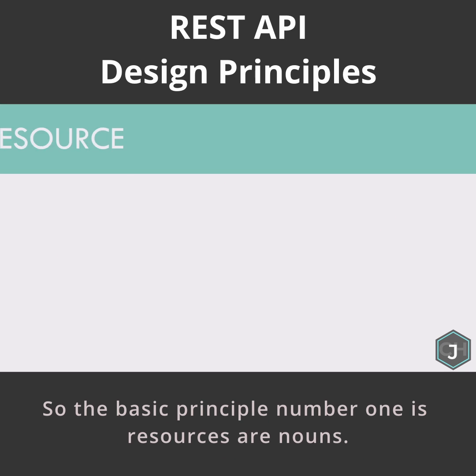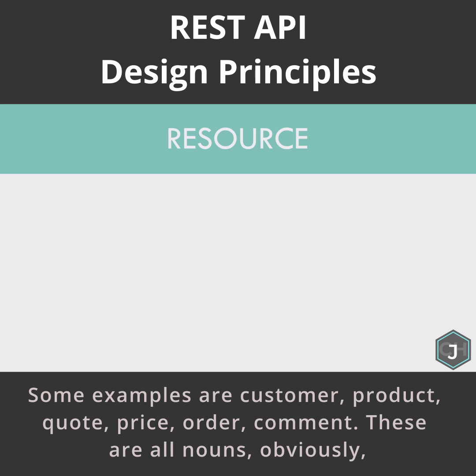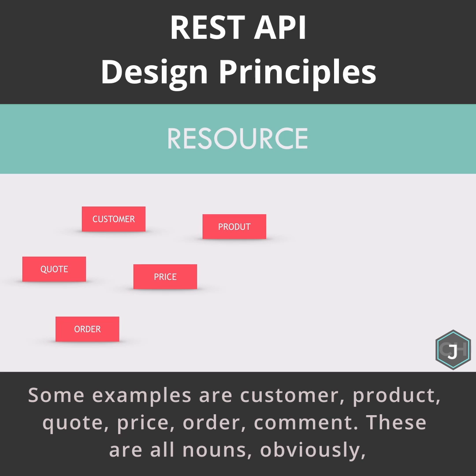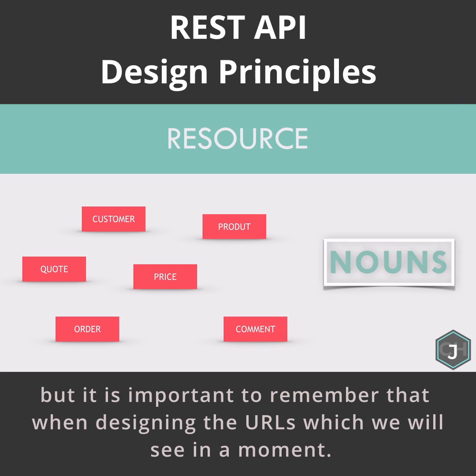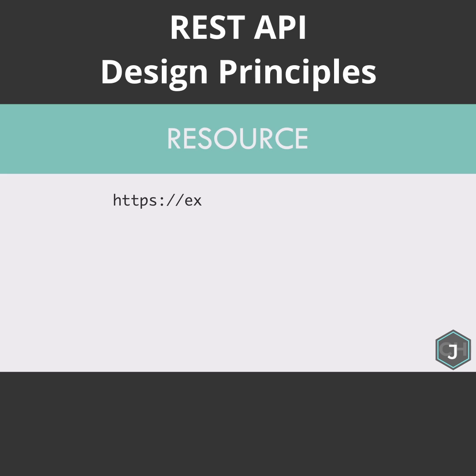So, the basic principle number 1 is resources are nouns. A resource could be anything that we expose to our client through the REST API. Some examples are customer, product, quote, price, order, comment. These are all nouns, obviously, but it is important to remember that when designing the URLs, which we'll see in a moment. Here are some examples of resource URLs.